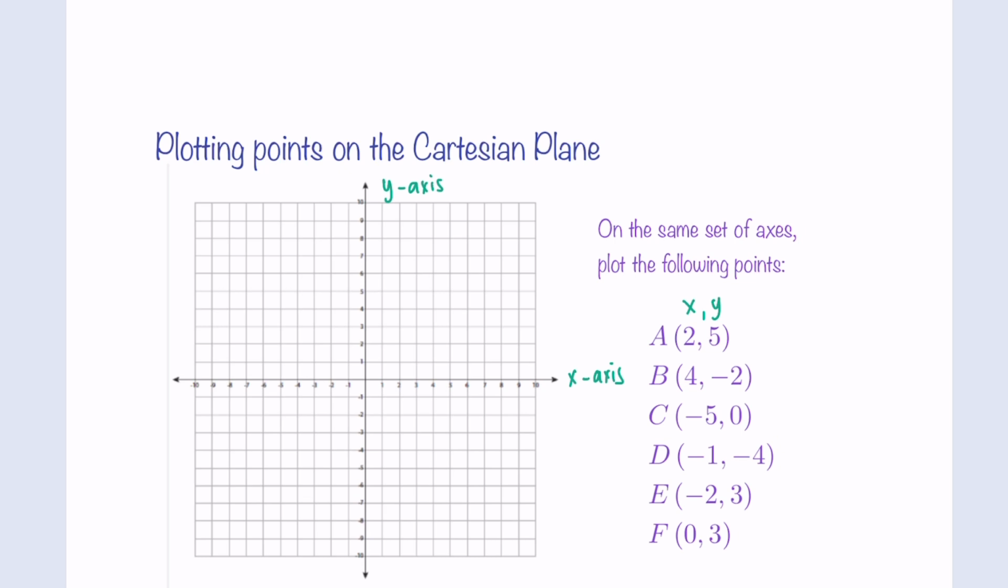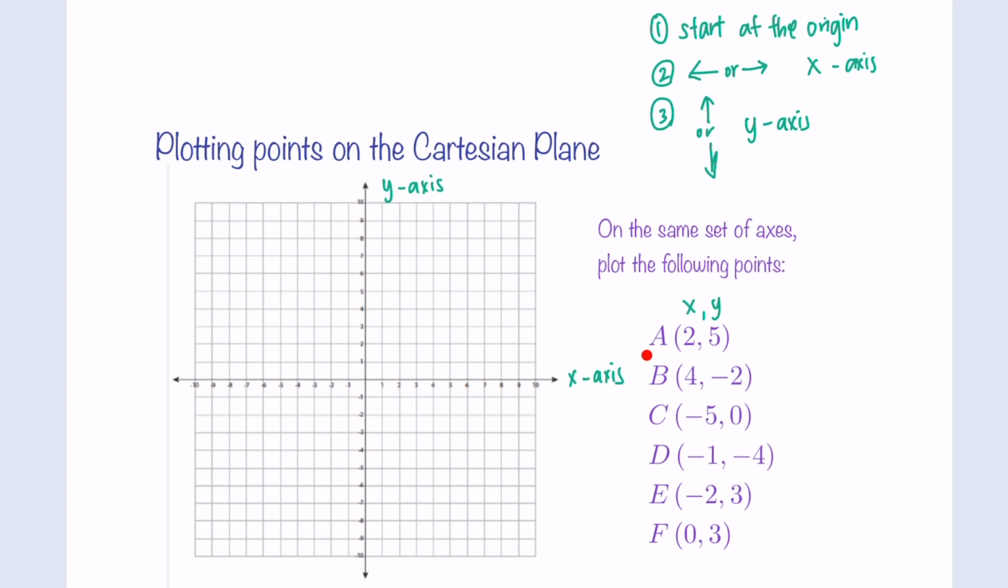The steps of plotting points is, number 1, we start at the origin. Then we either need to go left or right on the x-axis. And lastly, we either need to go up or down on the y-axis. So knowing this, we're ready to plot these 6 points.